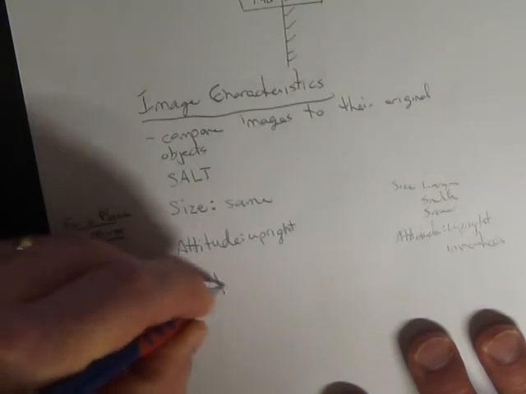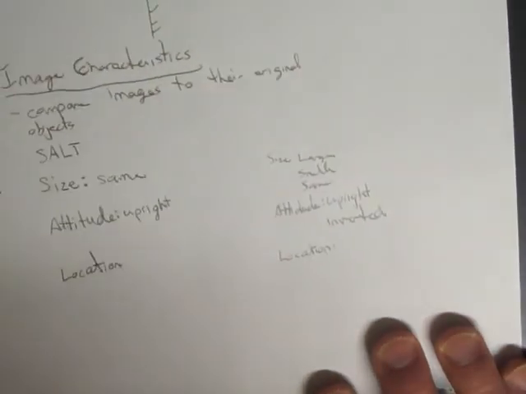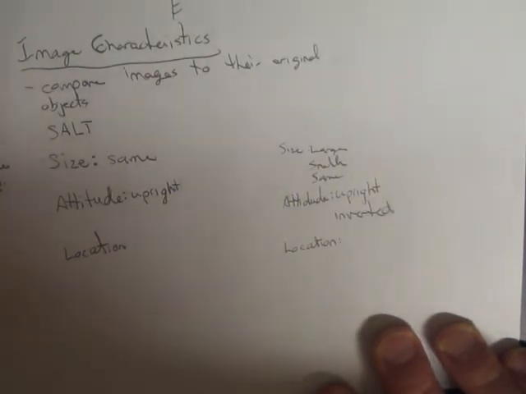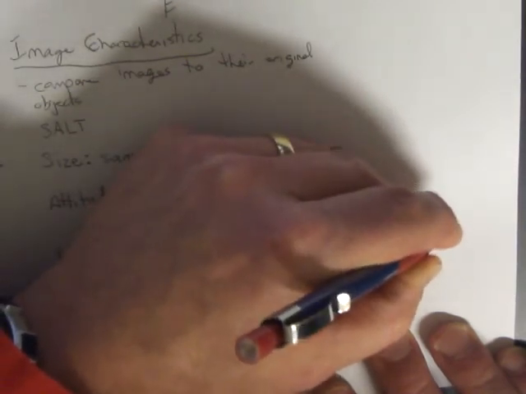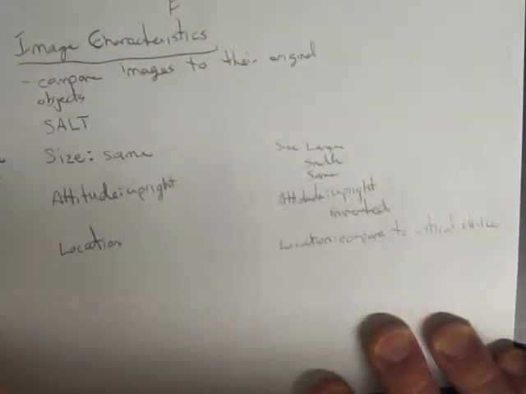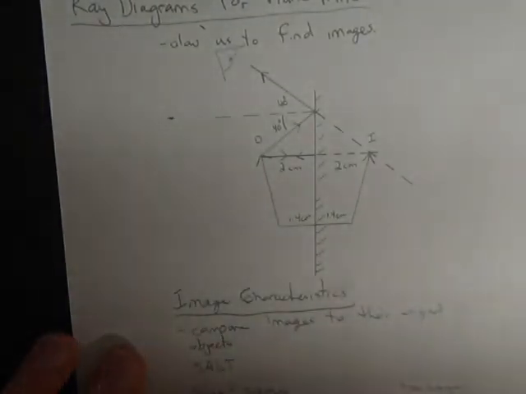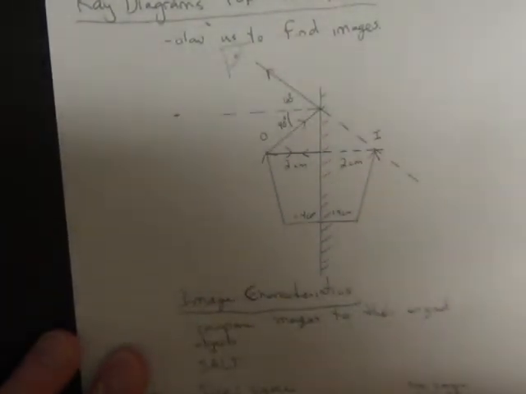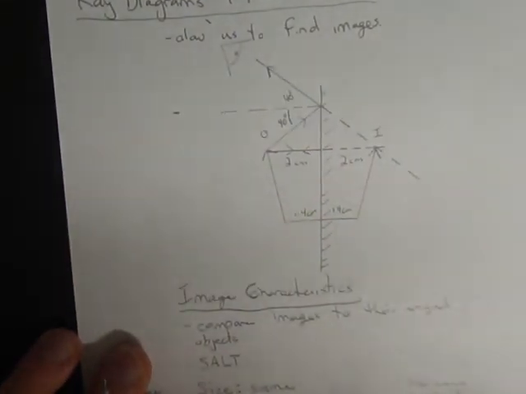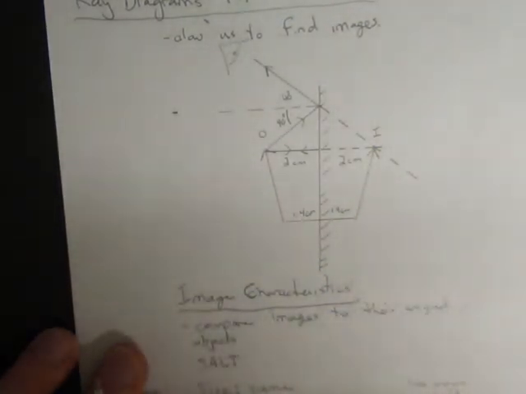L, location. Location is a tricky one. For location, you've got to compare the image location to the optical device. In this case, the optical device is the mirror. So where is the image compared to the object compared to the mirror? How far is the image, and where is it, compared to the mirror?